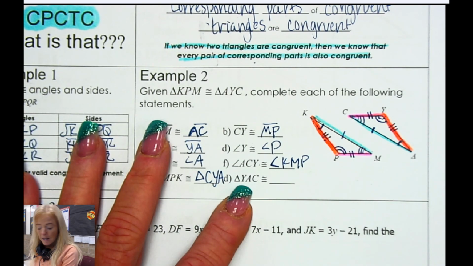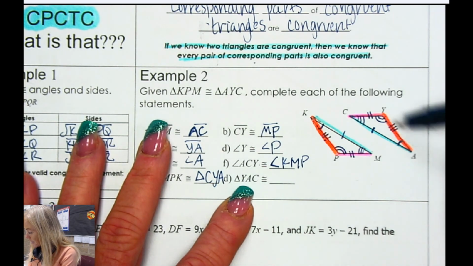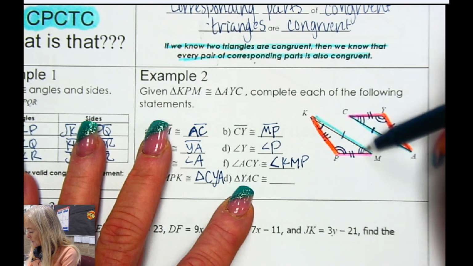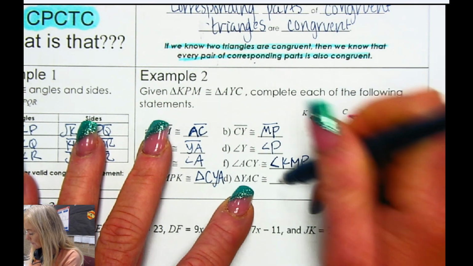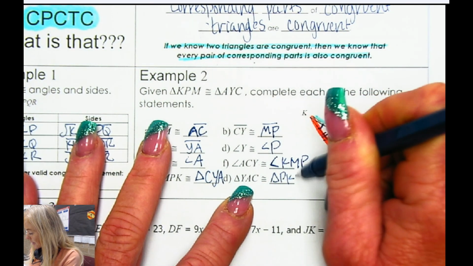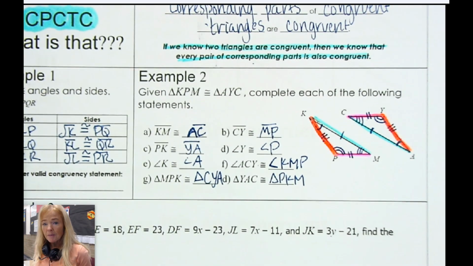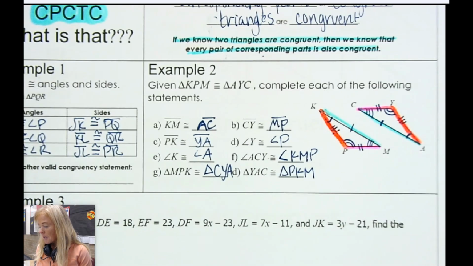And then YAC, so we have Y to A to C, so it's 2 to 1 to 3. So we need to go 2, 1, 3. So PKM, triangle PKM.